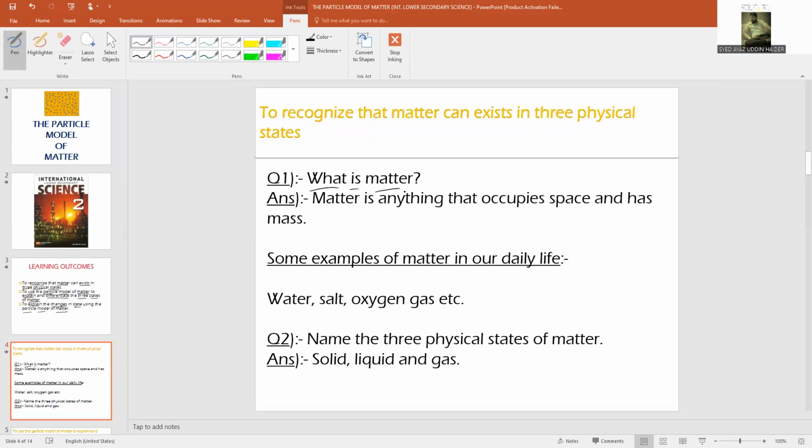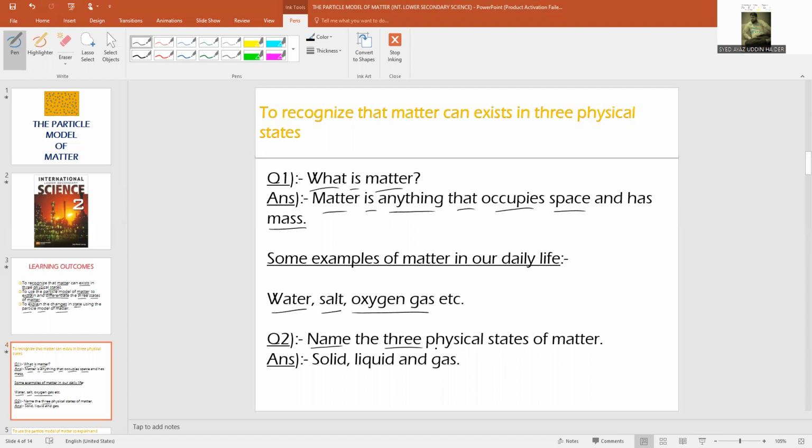What is matter? Matter is anything that occupies space and has mass. You see, you have different things around us. These all are counted as matter because these things occupy some space and definitely have some mass. So here are some examples of matter in our daily life: water, salt, oxygen gas, etc. There are many other examples.